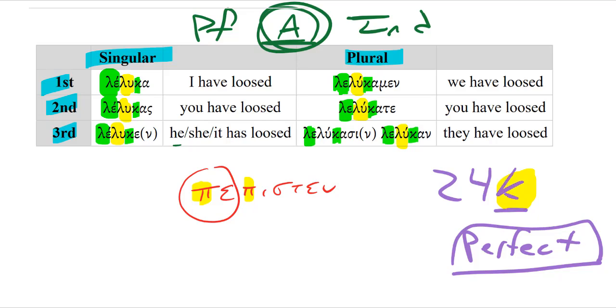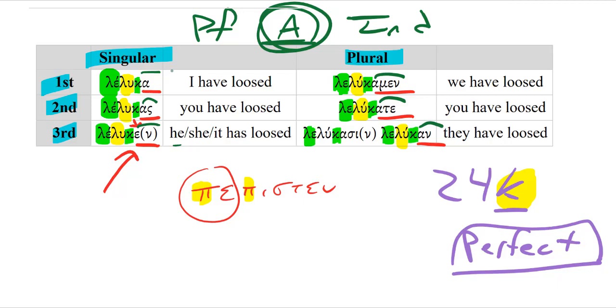If you'll notice, we really have the same endings that we had with the aorist at this point, with the alpha, and then just like the aorist, it uses an epsilon in the third singular. These alpha endings are exact. Think about it. Let me just recite the aorist for you. Elusa, elusas, elusin, elusamen, elusata, elusan.